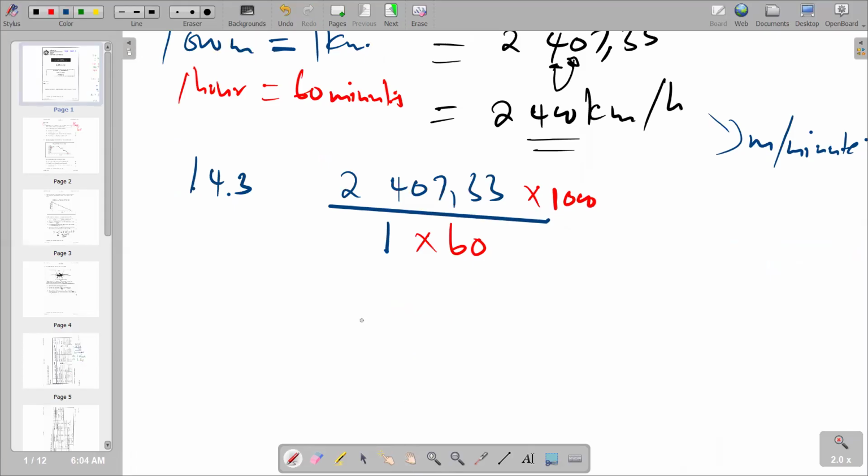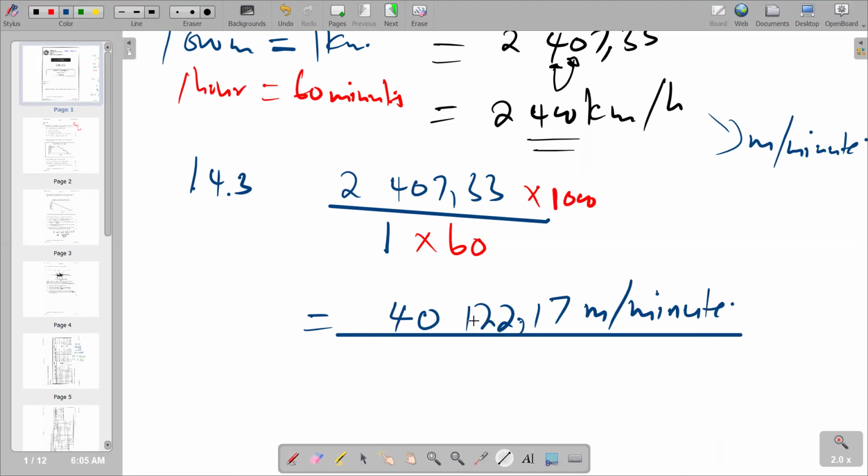So by that we can now say 2,407.33 times 1,000, and then you divide by 1 times 60, and you're going to get your answer: 40,122.17, and it's meters per minute now. And this becomes your final answer.